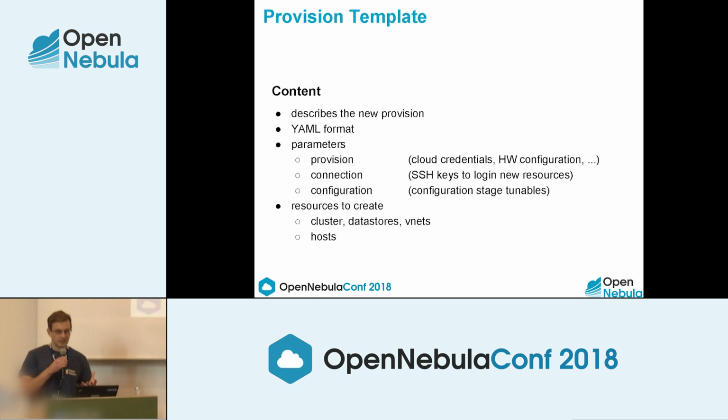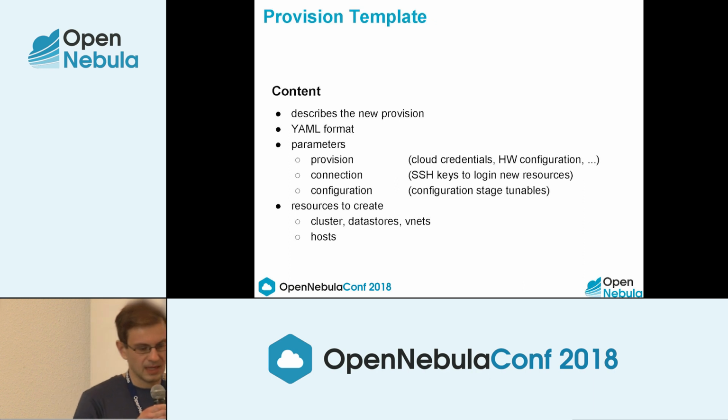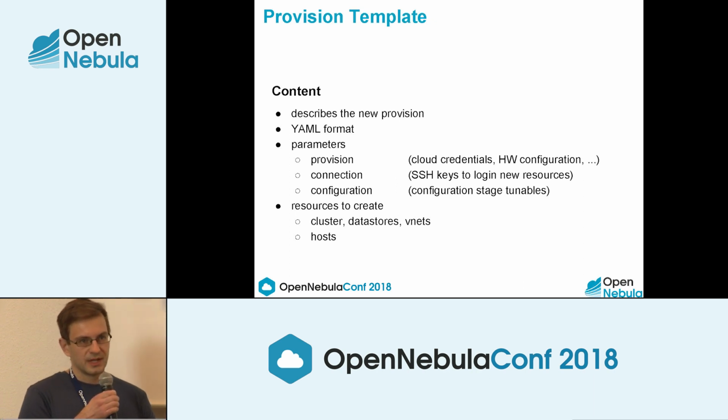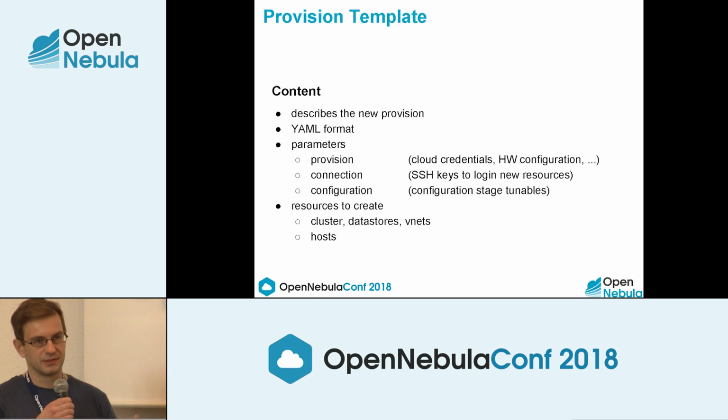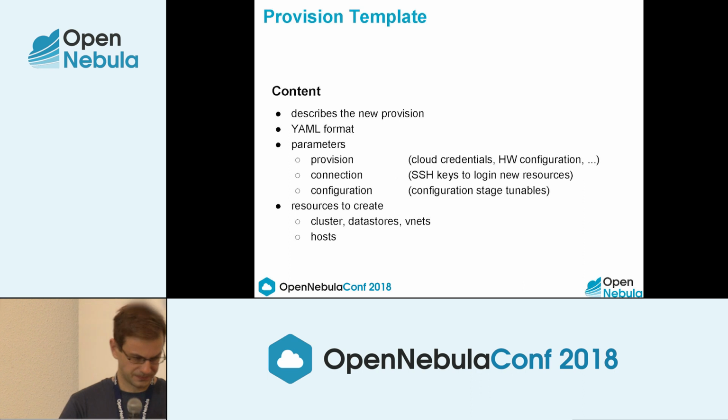The whole provisioning is described by a thing we call a provision template, which is a configuration in YAML format, which contains the cloud credentials, the hardware configuration which needs to be deployed, how to connect the resources, and at the end, how to configure the resources. And of course, it contains a list of OpenNebula resources which will be created at the end, basically the data stores, hosts, and networks.